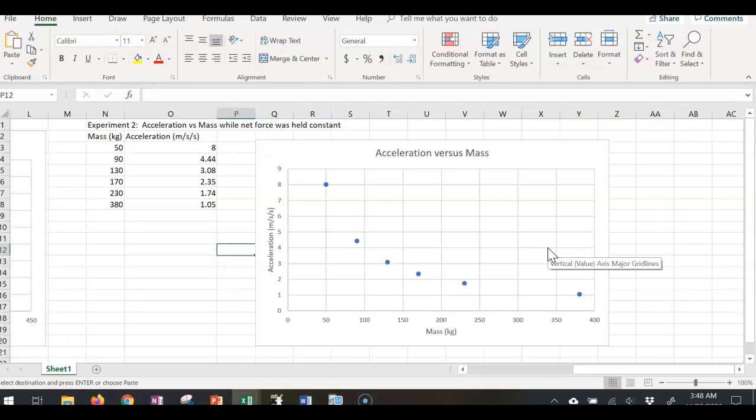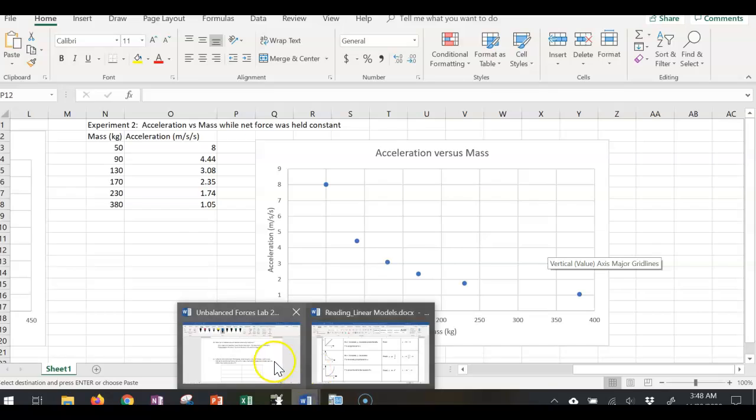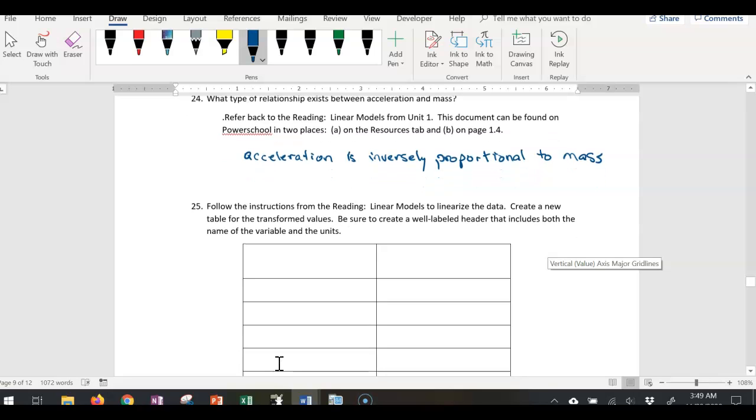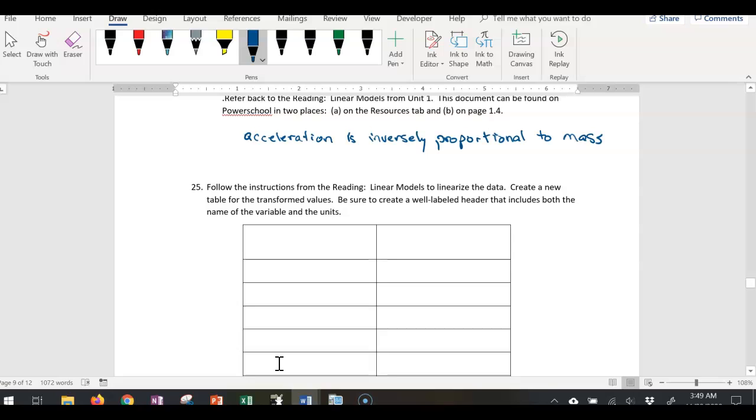So I think we've just found the answers to these first couple of questions. Acceleration, that's our y variable, is inversely proportional to mass. That was our x variable. Okay, so it looks like that inversely proportional relationship. And so in order to linearize this data, we need to make a table that has the inverse of mass.